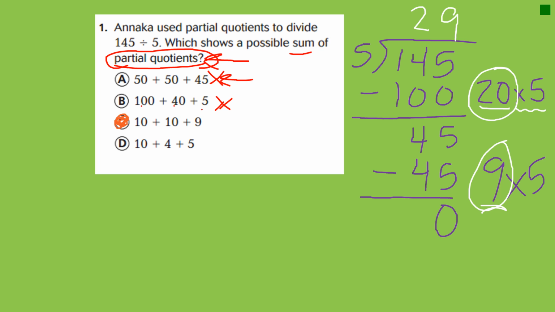Okay, guys? Now, just again, don't let them trick you, because you've been doing distributive property. You've been breaking apart numbers all over the place. They're asking for partial quotients, so you actually had to do the division. You can't just break apart 145. All right, don't let them get you.